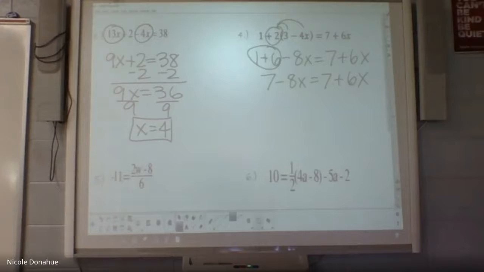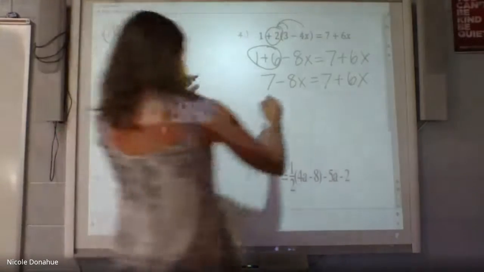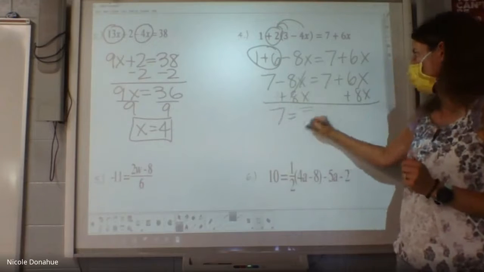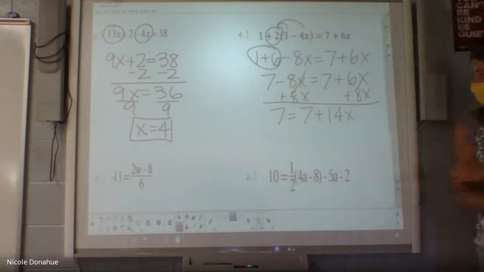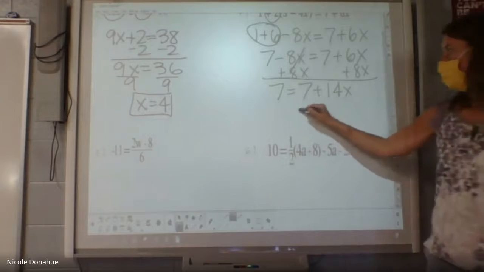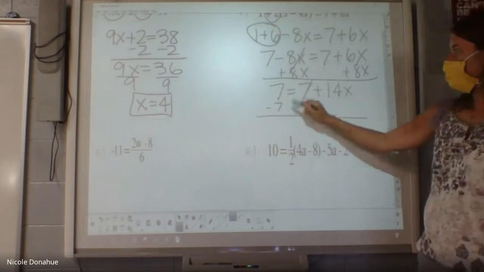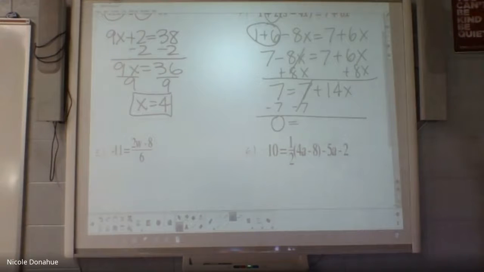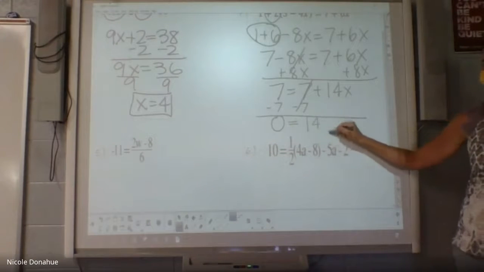What do we do now? Move the 8. I like moving the x at this point, because if you move the 7 right now, it's going to be really confusing, so I'm going to move the -8x over. That makes it a little more clear what to do. Now I would move the 7. So 7 minus 7 is 0, and I need to put a 0 as a placeholder there. Otherwise, we're missing part of the problem. So this will equal 14x.